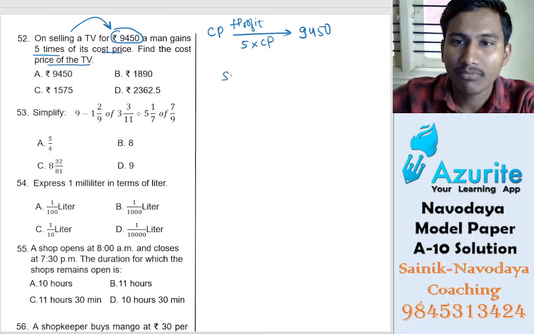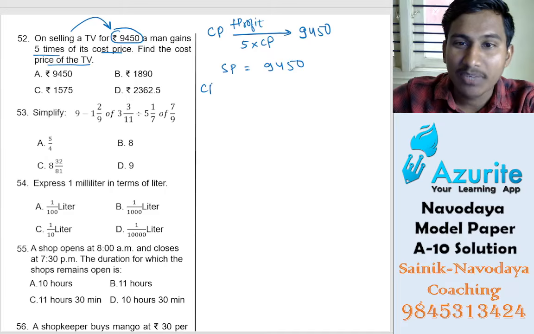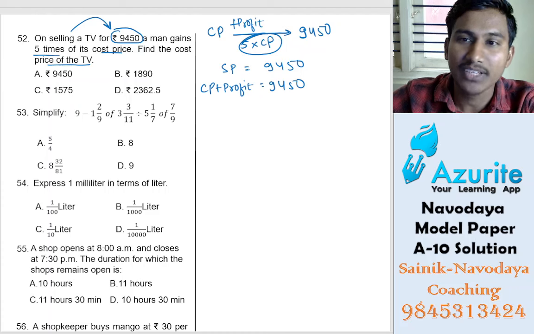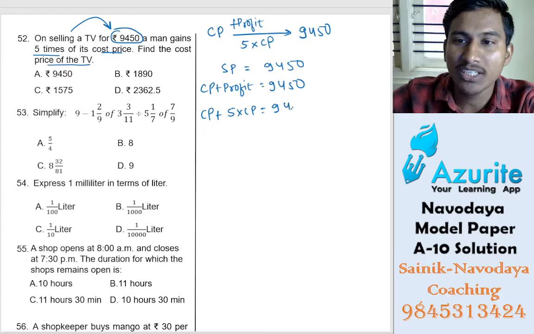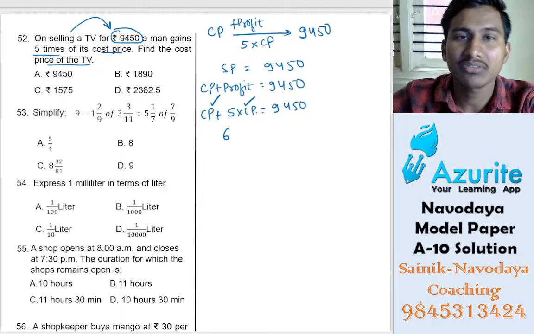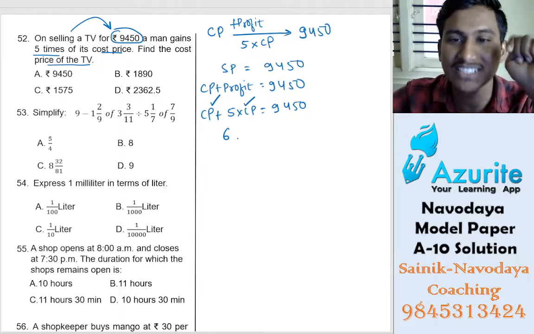So here selling price is 9,450. It is cost price plus profit. Profit is how much here? They have given 5 times. Profit is 5 times of the cost price. So cost price 1 time here, profit in that 5 times. So total how many times it will be? It will be 6 times.